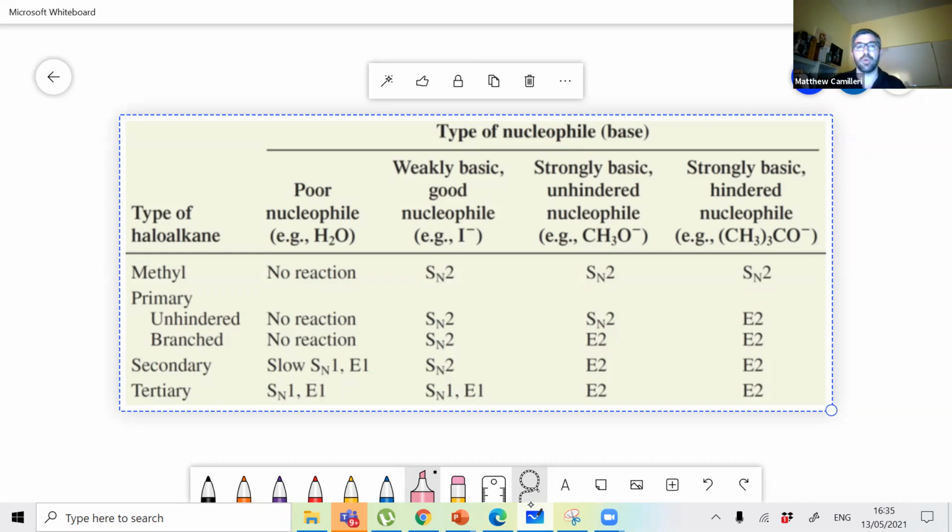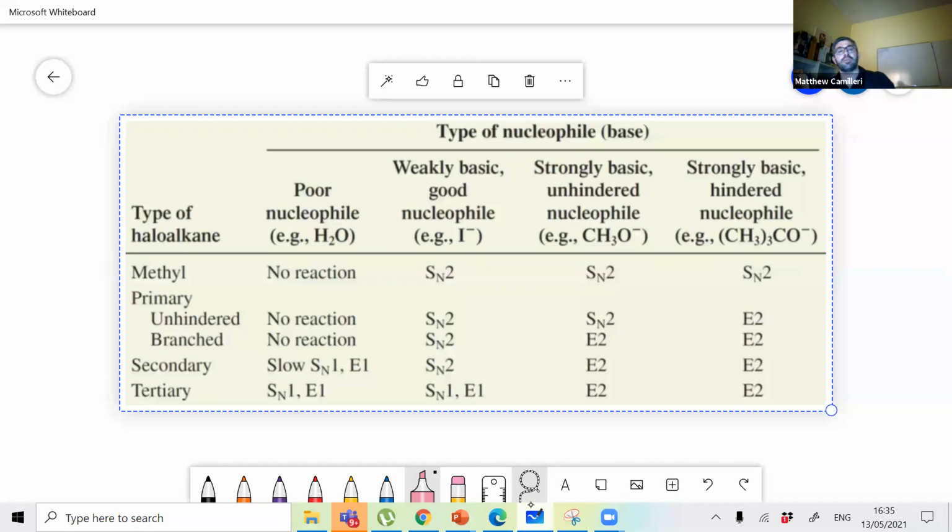know this table. Okay? So if you have a methyl haloalkane, for example bromomethane, chloromethane, iodomethane, that will always be SN2. You can't have elimination. Then, between SN2 and E2, it depends on the base. If you have a strongly hindered base, it will mostly always be E2. If you have a strong base that is unhindered, primary will be SN2, but secondary and tertiary will be E2.